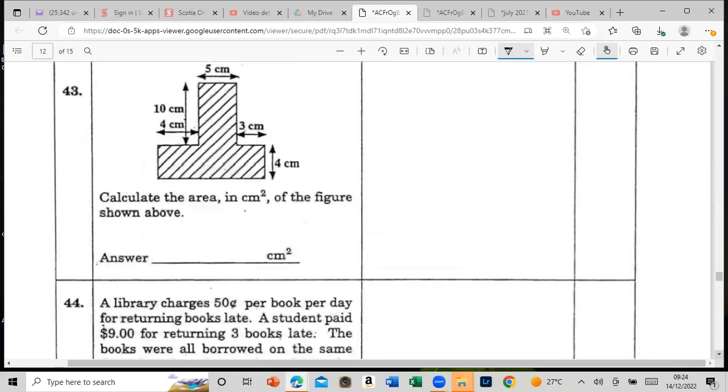Alright, calculate the area in centimeters of the figure shown above. Alright, let's go.